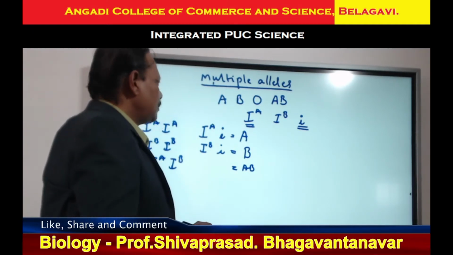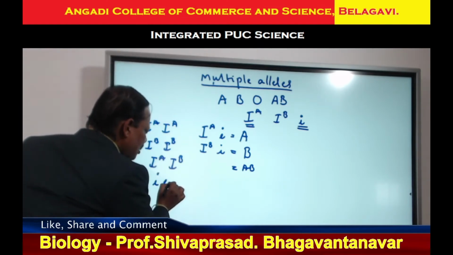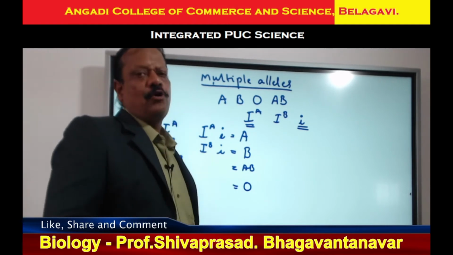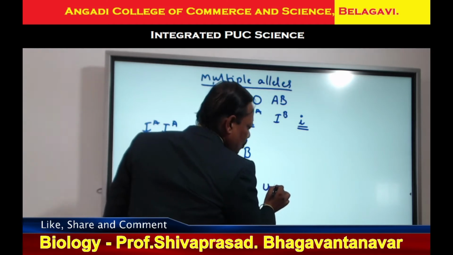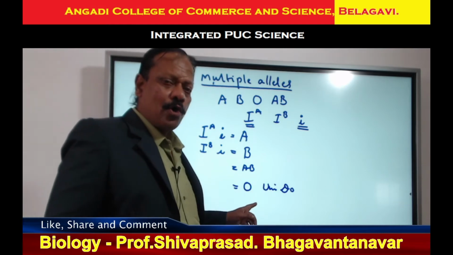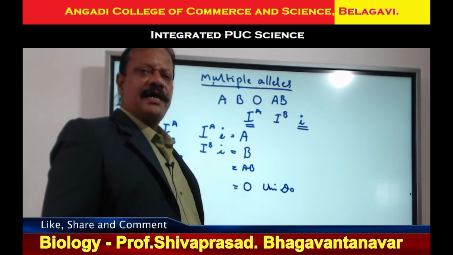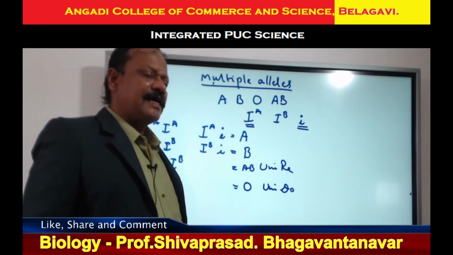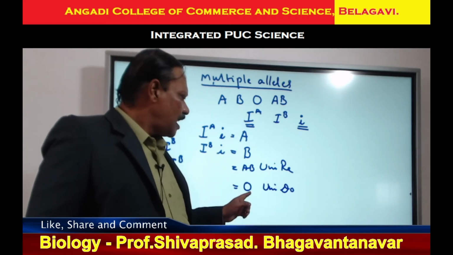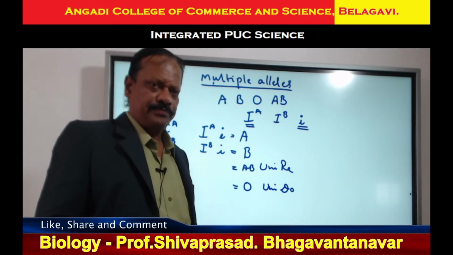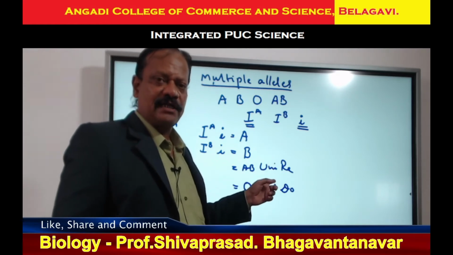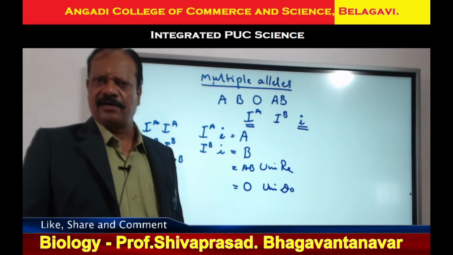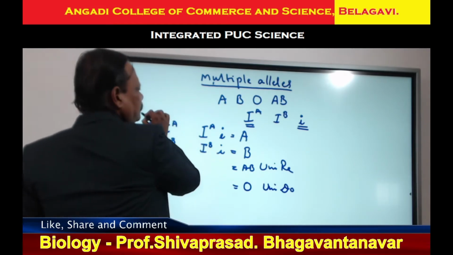Now finally, if small i and small i, then we are considering the blood group as O. O blood group is considered a universal donor. Blood group O is a universal donor. And AB is considered a universal recipient. In the sense, it can receive blood from any group. And O can donate blood to any group. So in this way, universal recipient and universal donor you people are observing. Now from the examination point of view, some problems ask to find out the blood groups. And there, you should remember this combination.